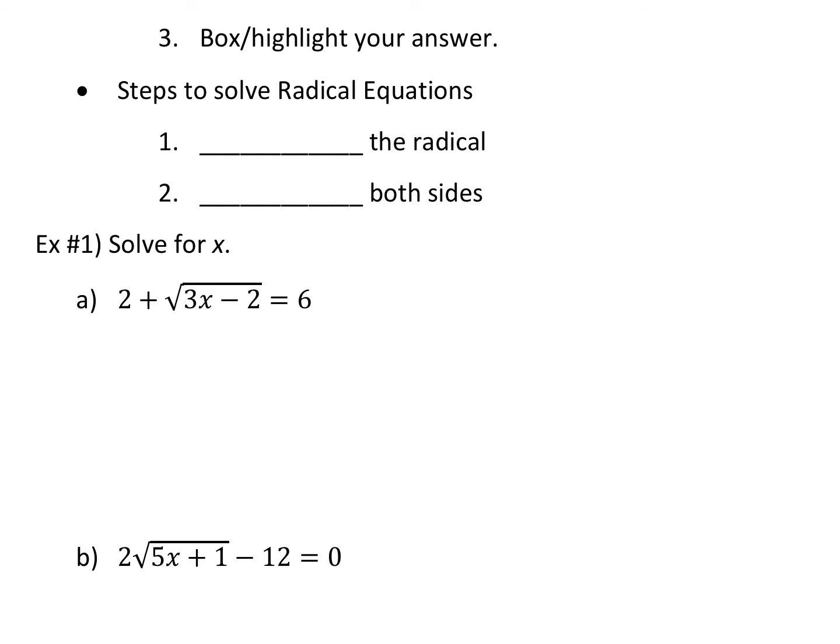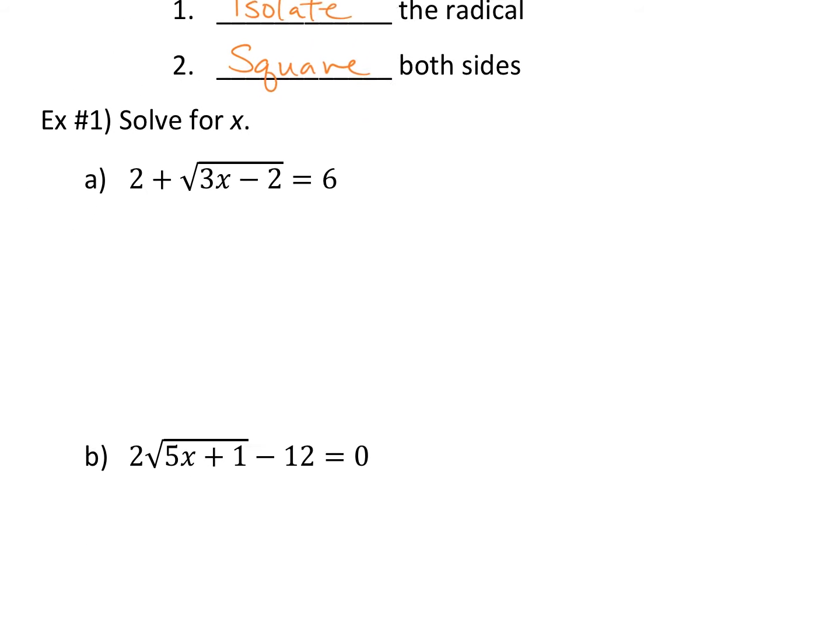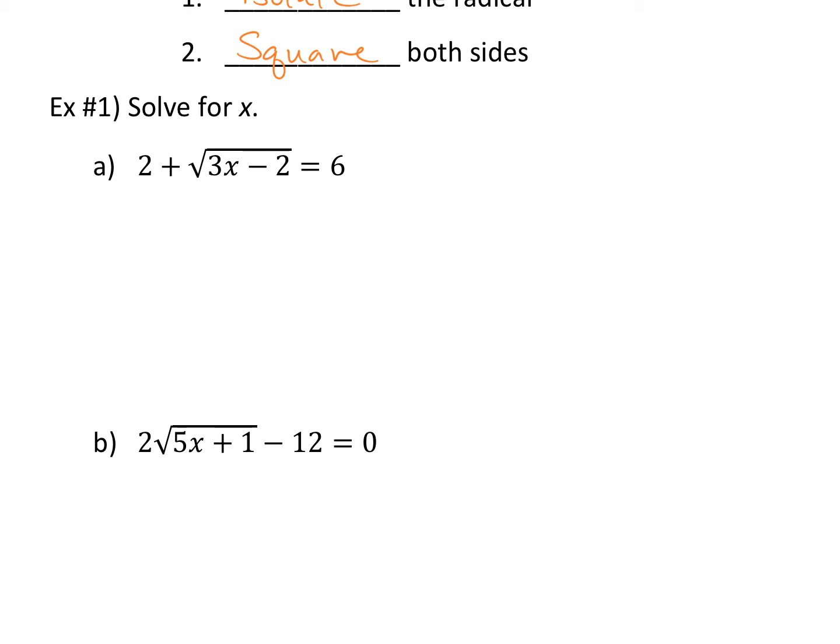The steps to solving these types of equations, the first thing you're going to do is you are going to isolate the radical, okay? Get it by itself. All we want is everything under the radical symbol, nothing outside of it. And then once you've done that, you will square both sides. So let me show you on this first one what this looks like.